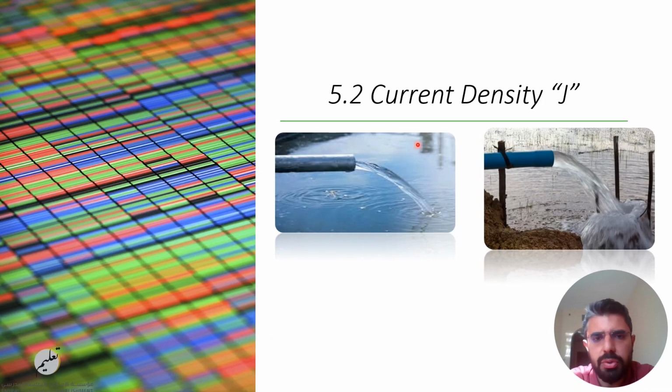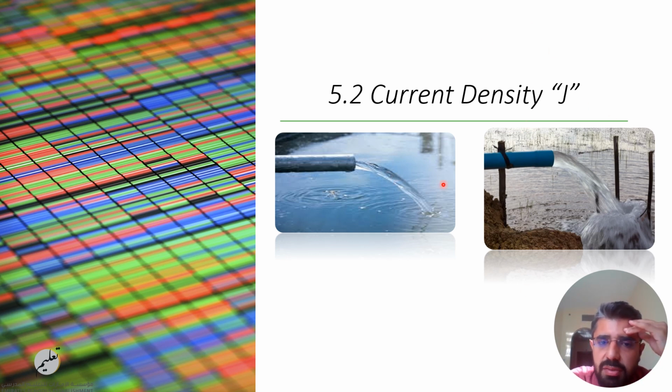Here we are, a new term for us. I'm sure that it's your first time you meet such a term: current density. Usually we compare the current density to the flow of water. So here we have two pictures of the flow of water. Question: in which picture is the flow of water more aggressive, more significant? Okay, so of course, in this picture here.